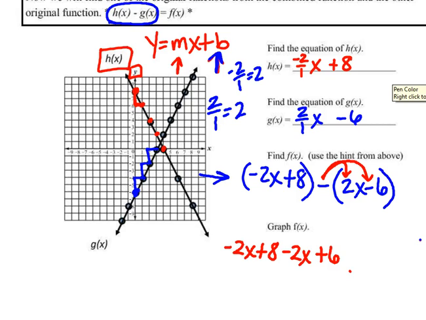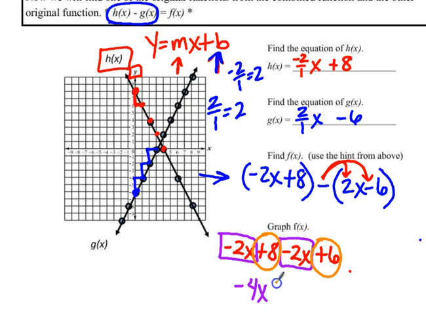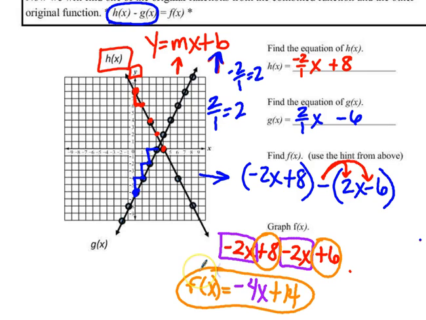Now, it's super easy cake here. I'm just going to combine like terms. What's negative 2x and a negative 2x? You should get negative 4x. And then I get 8 plus 6. 8 plus 6 is 14. So there's my f of x equals negative 4x plus 14.